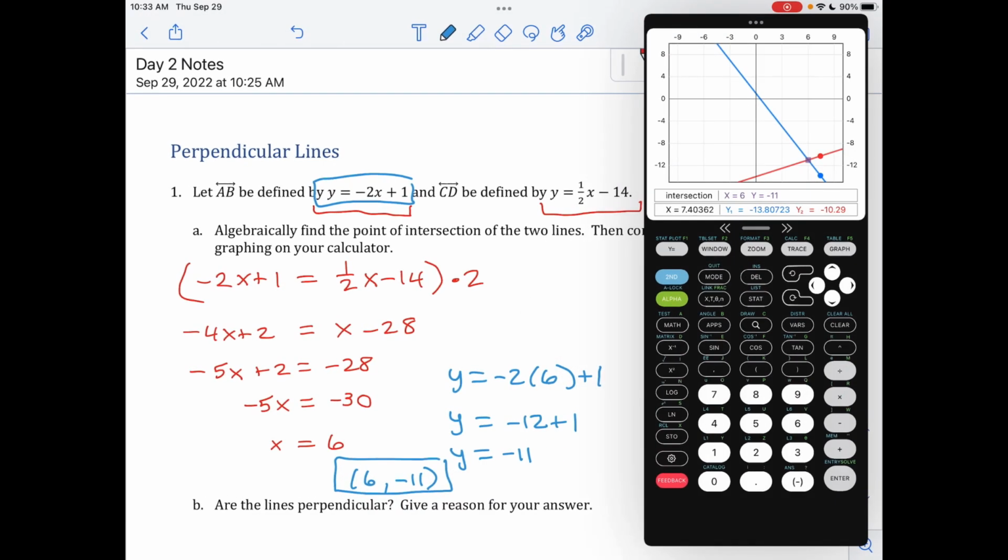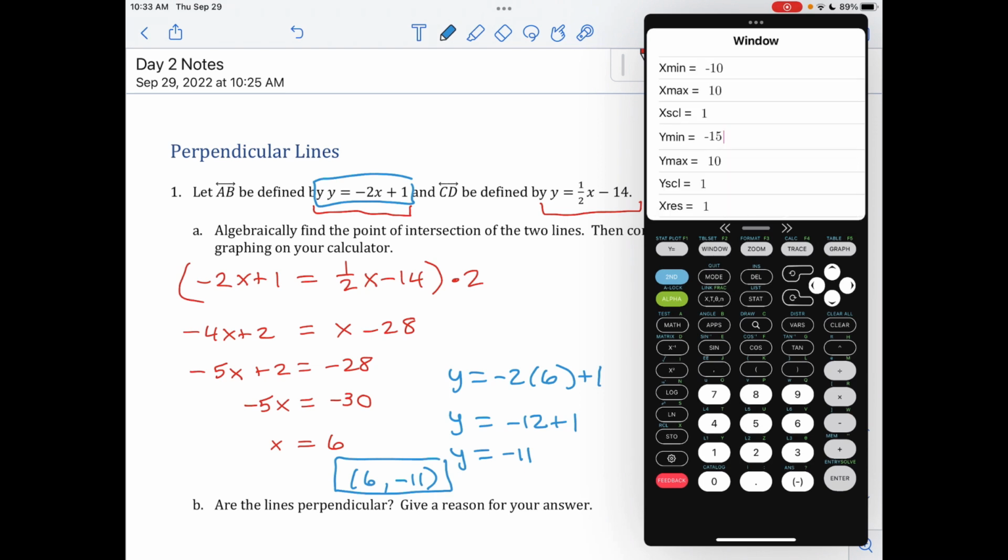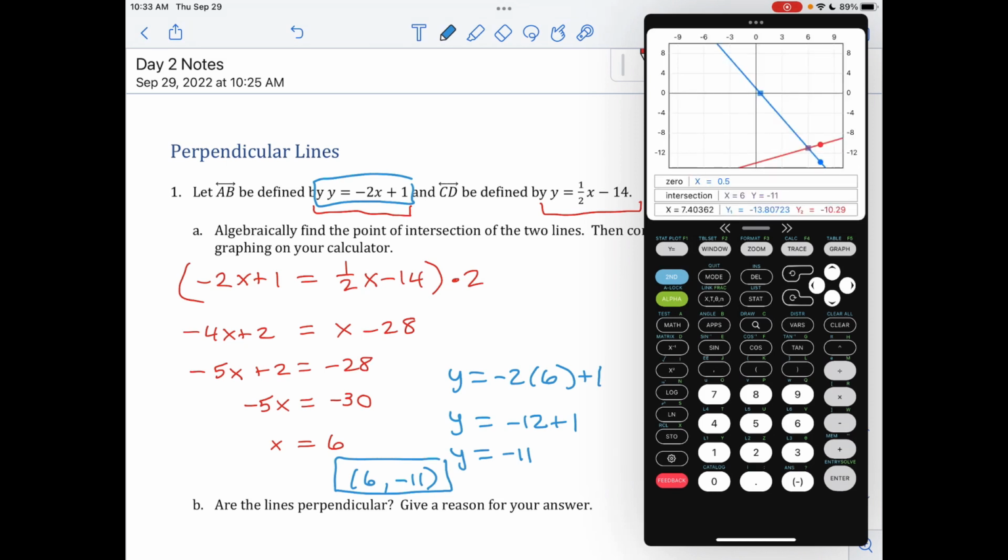Now, it says confirm your answer by graphing on your calculator, so I actually already did that because it can be kind of slow to do. So when you do, you put it into y equals. You might have to adjust your window because it is below the typical window from negative 10 to 10. So I did adjust my window here at negative 15 for y, and then that way I can see that intersection, and I do see that the intersection is at 6, negative 11, like we found.